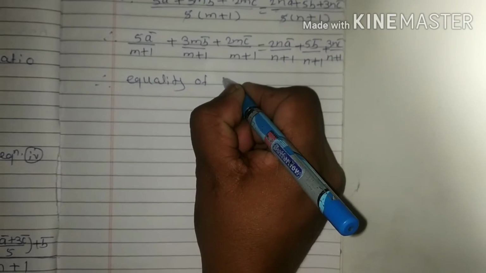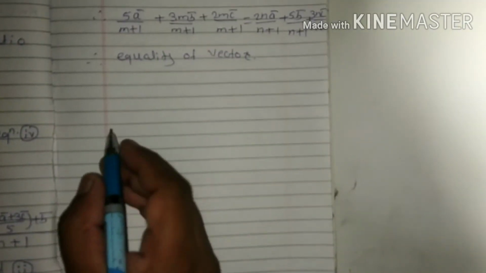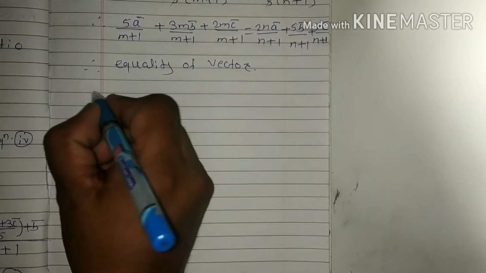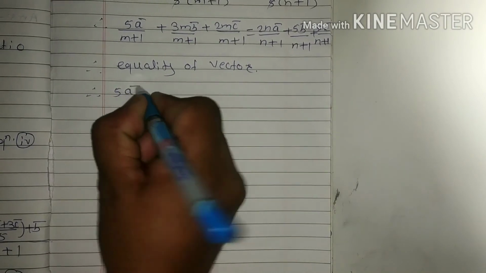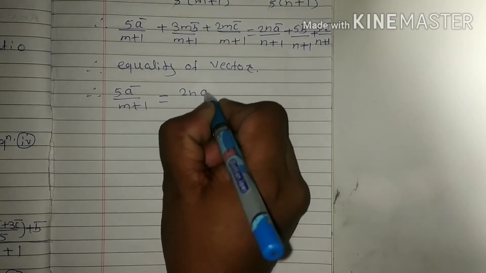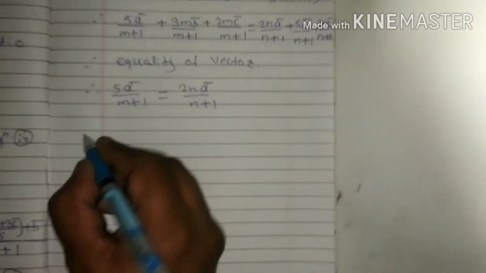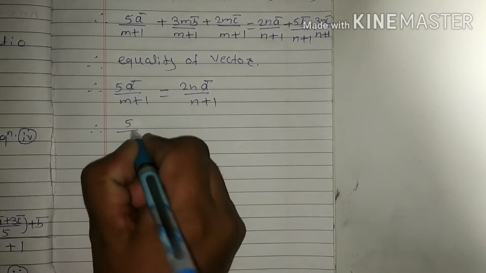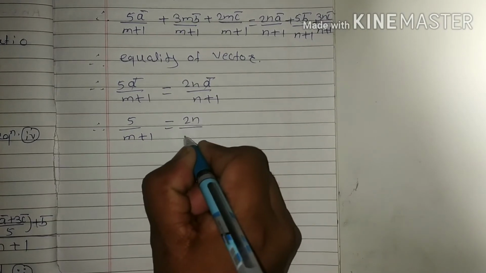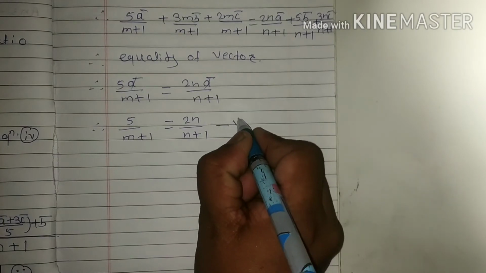Then we take the equality of vector, that is A bar term, B bar term and C bar term. Then we get 5 A bar divided by m plus 1 is equal to 2n A bar divided by n plus 1. A bar gets cancelled and we get 5 divided by m plus 1 is equal to 2n divided by n plus 1. We will give here equation number 5.